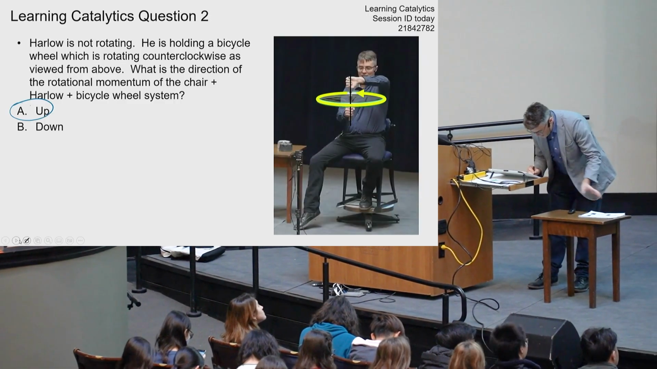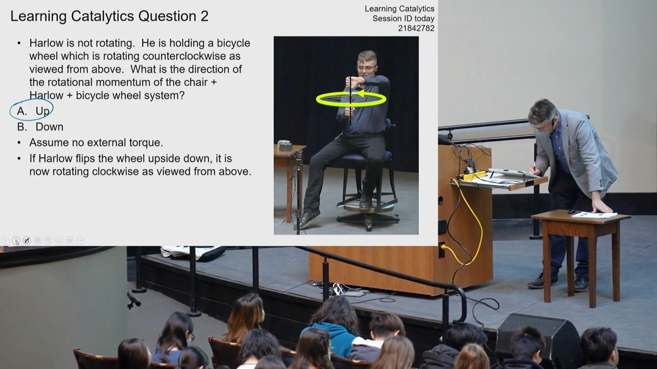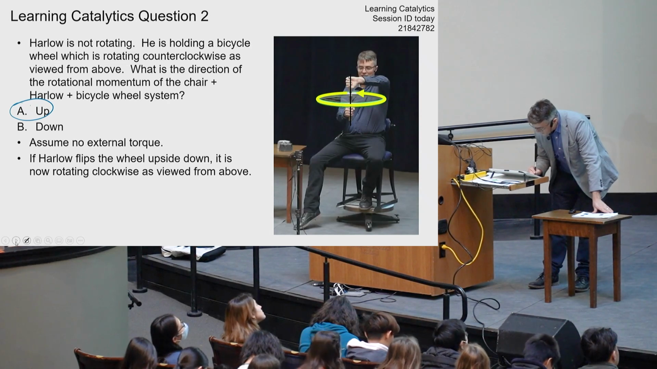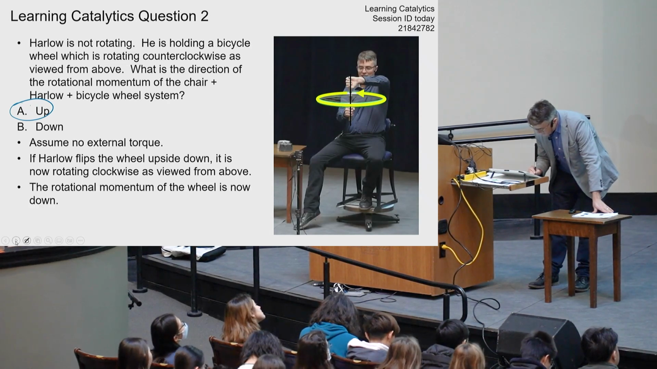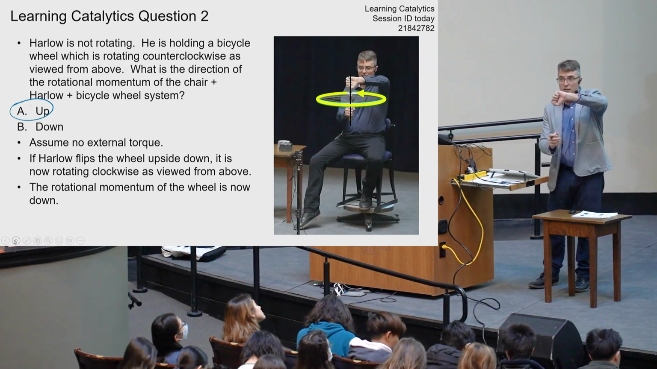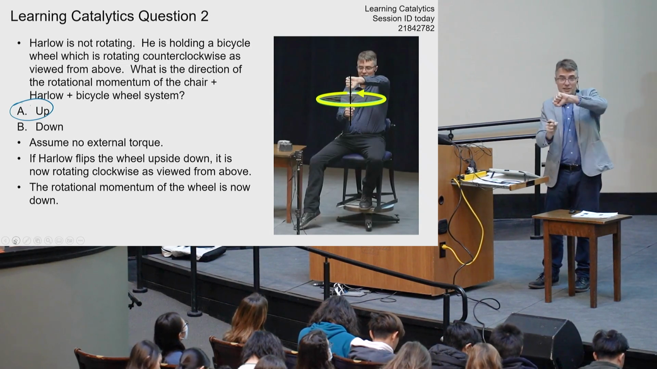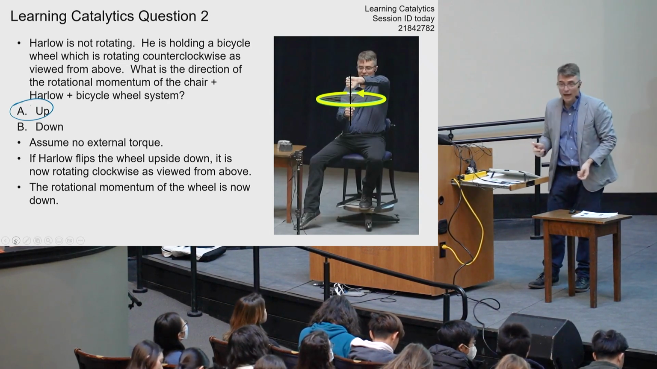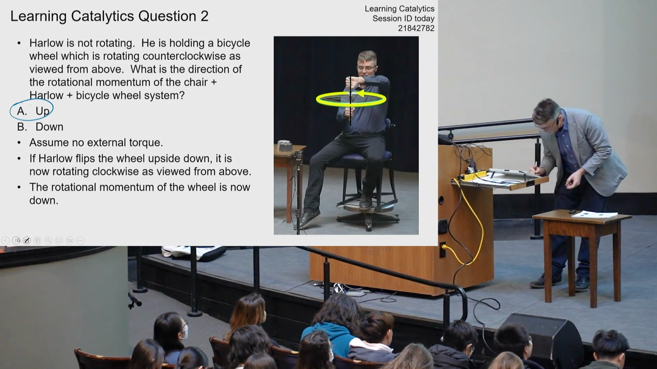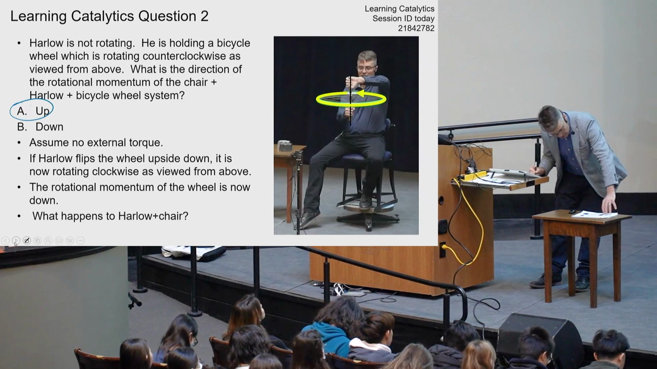So it's up, and if there's no external torques, and then I flip the wheel upside down, it'll then be rotating clockwise as viewed from above, and the rotational momentum of the wheel is now down. So it turns out that if I turn the axle upside down, I just flip that L vector. So that's upside down as well. I must be doing some sort of torque there. So what happens to Harlow plus chair in that case?